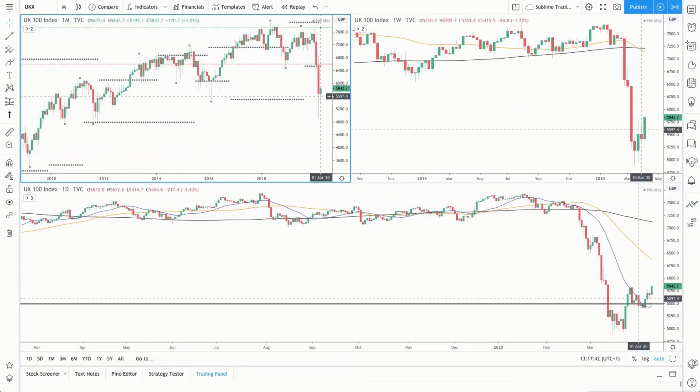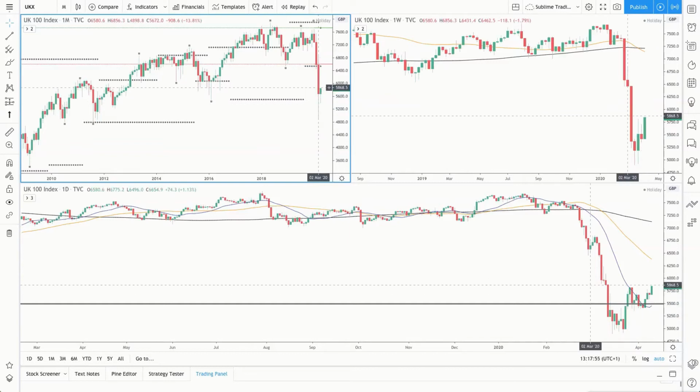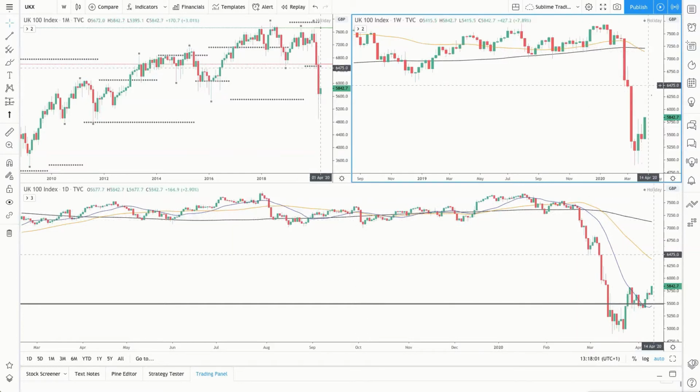We can see that the month of April so far is looking bullish. It's finding support at the low of February 2016 in the monthly time frame here at the top left hand corner. We've had a bounce to the upside. If we move across to the weekly time frame, we can see that price is below the 200 moving average and the 50 simple moving average.